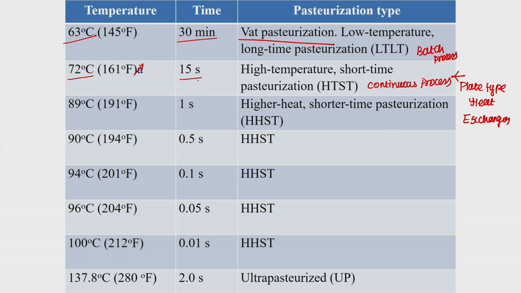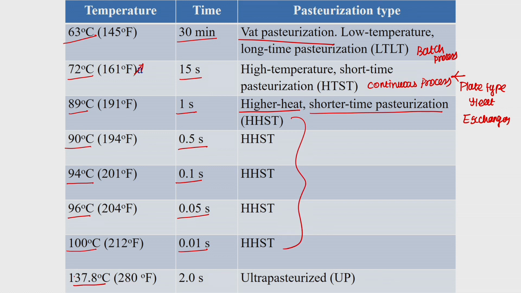And there are certain HHST processes, which is nothing but higher heat, shorter time pasteurization. This is done at 89 degree and 1 second, 90 degree 0.5 second, 94 degree 0.1 second, 96 degree 0.05 second, and 100 degree 0.01 second. These are all our HHST processes.